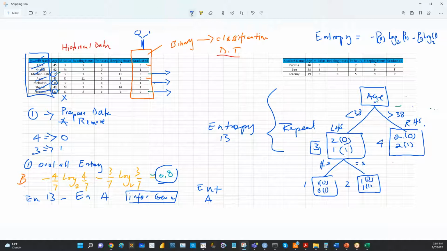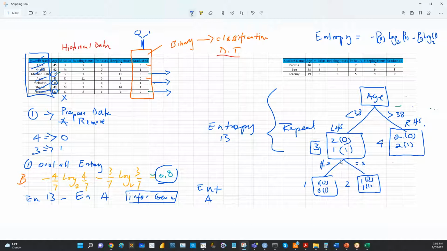So when we split on age 38, we got 2 zeros and 1 one. How many classes do we have? 0 or 1. We got a 0 and we got a 1. So when you have more than 1 class, that simply means you need to split down the road. Okay, so we split on marital status equal single or not equal single.